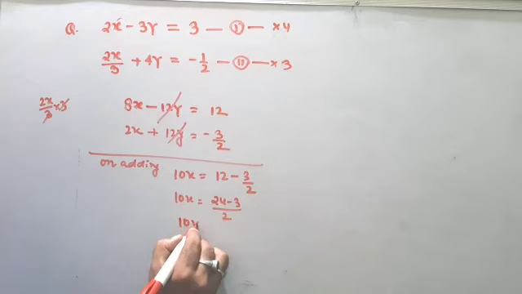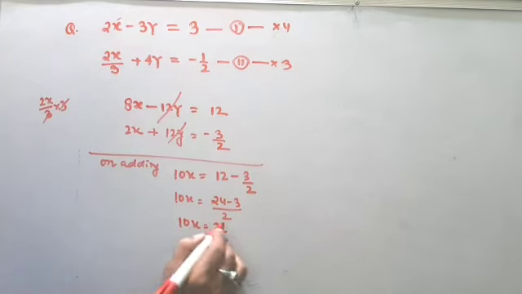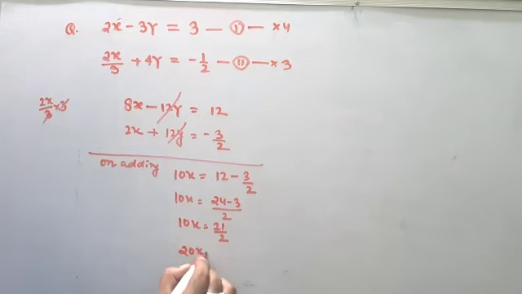So 10x is equal to 21 by 2. So cross multiplying, 20x is equal to 21. So x is equal to 21 by 20. That is the value of x.